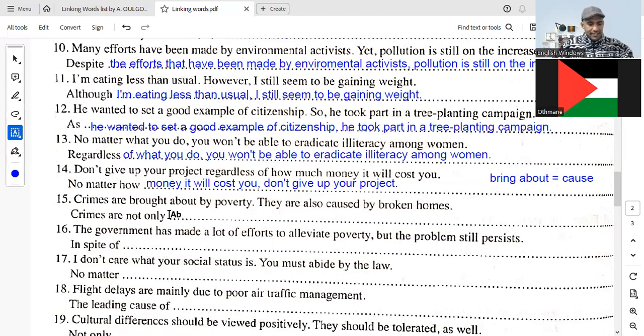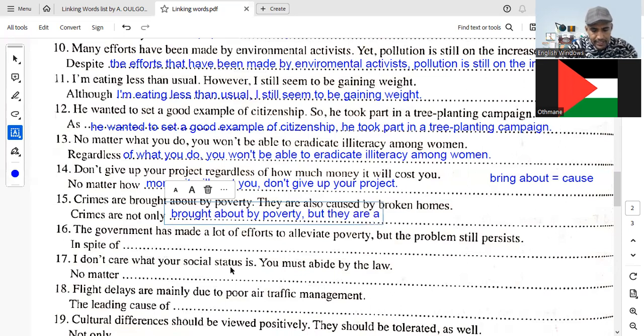Crimes are not only brought about by poverty, but they are also caused by broken homes, by wars and anything of that sort.